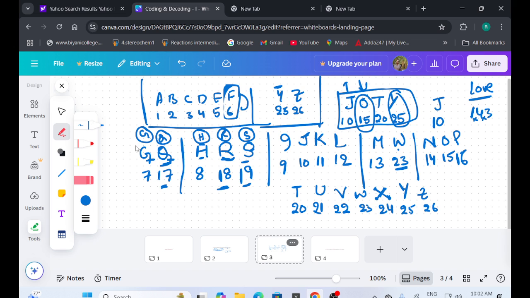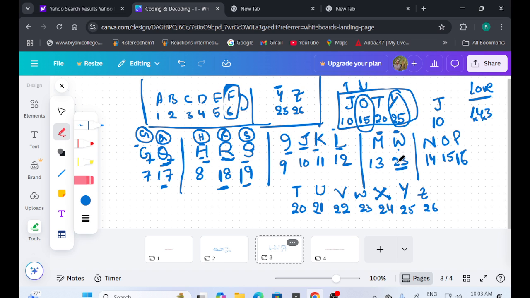Then G looks like, G has a tail, it is 7. H, you close it, it becomes 8. I looks like 9. J, the value in cards is 10. K is King's 11. Love means 1 4 3, 1 into 4 into 3 is 12. M looks like 3 and it is 13.